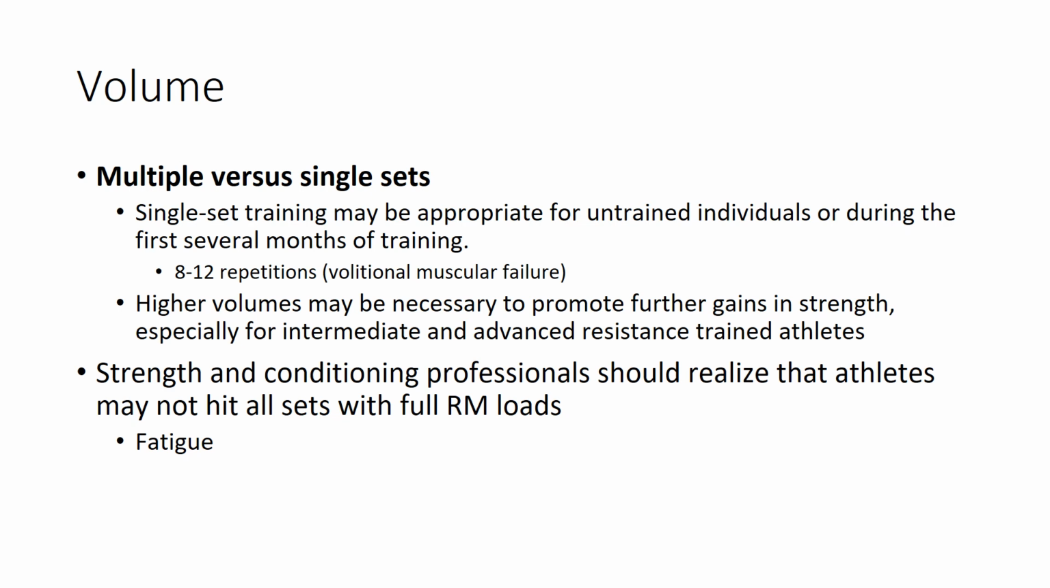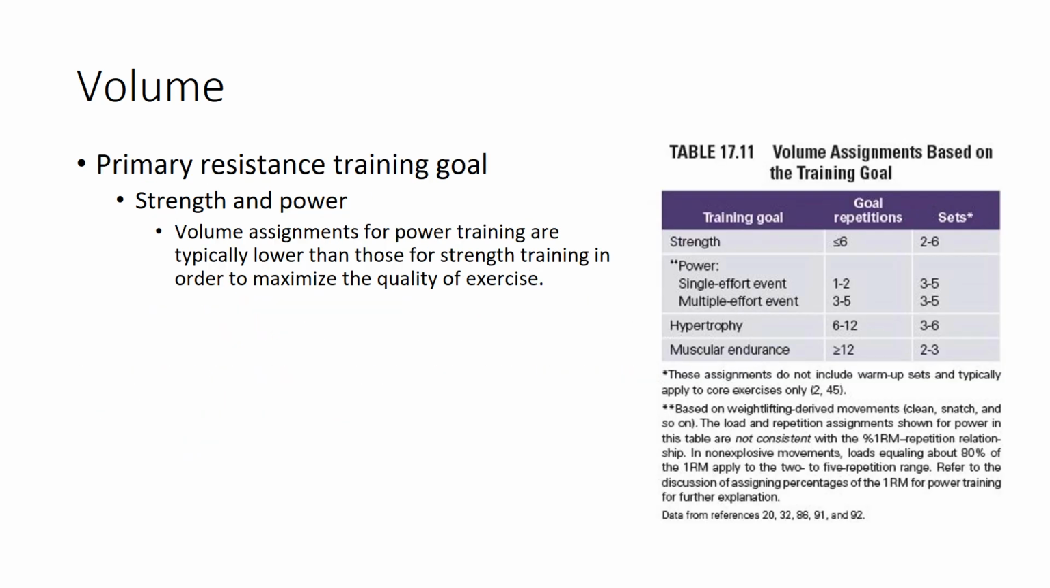So eventually they hit 8 on all 3 sets, and then following the 2-for-2 rule, after they get 2 or more repetitions over in the last set for 2 consecutive workouts, you can start increasing that volume. The training volume is going to be directly based on the athlete's resistance training goal.